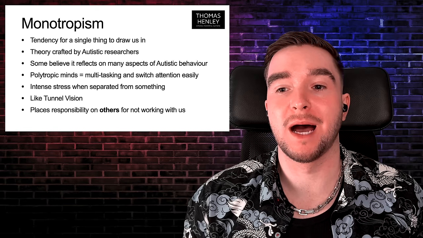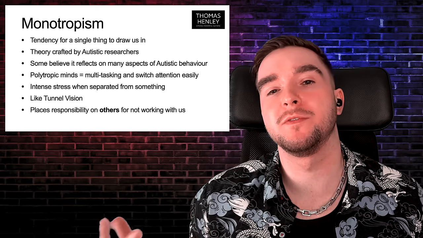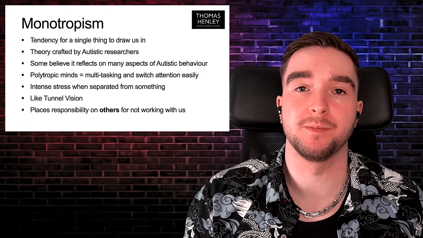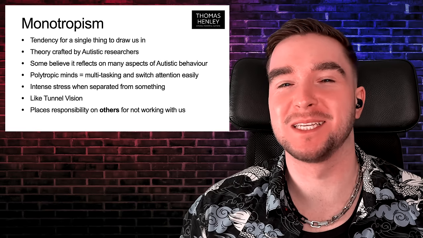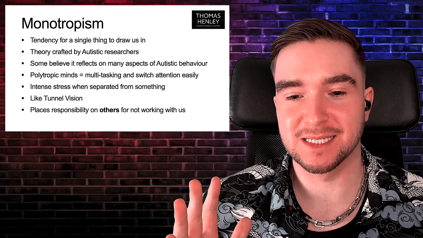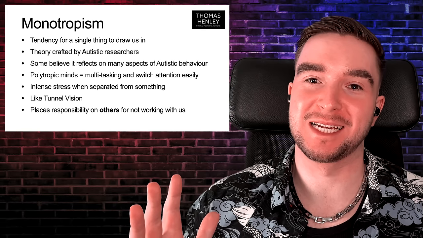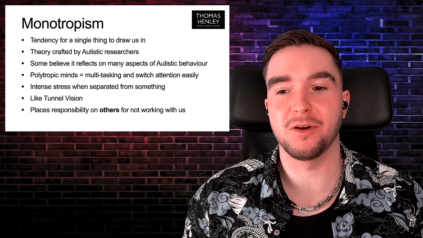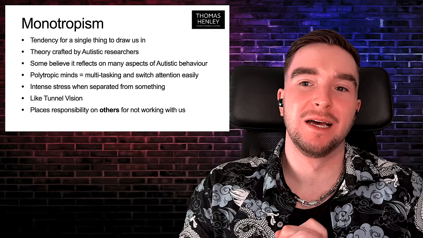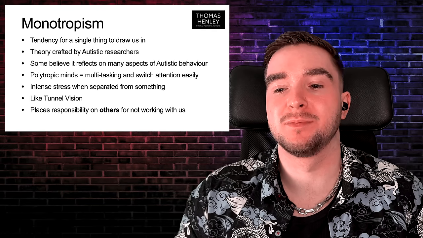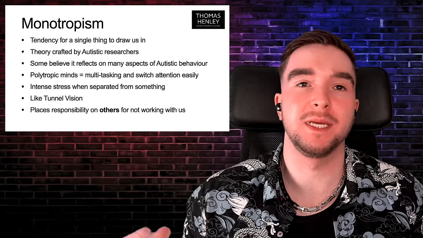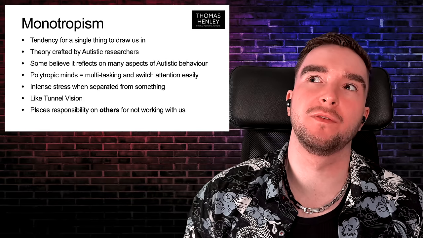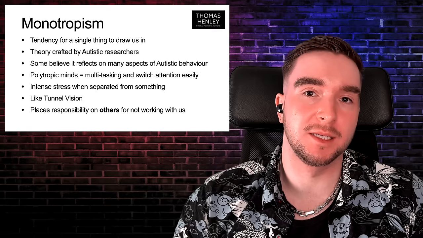Most people have polytropic minds, meaning they can focus on multiple things. They can switch attention easily back and forth. They can switch attention for a second and then jump straight back into what they were doing. For someone who has a monotropic mind, like myself, my autistic self, I can experience intense stress, anxiety, when separated from something that I am engaged with. So if I'm in a really big state of hyperfocus, really wanting to get a project done, I can find it very difficult if someone asks me to do something or wants to talk or wants to do something else or wants me to do another piece of work, which isn't what my plan was. And this is somewhat to do with routine, having certainty throughout the day.